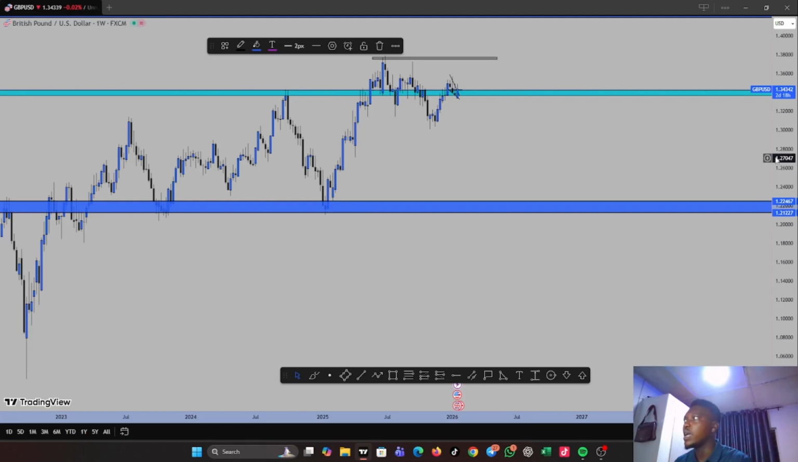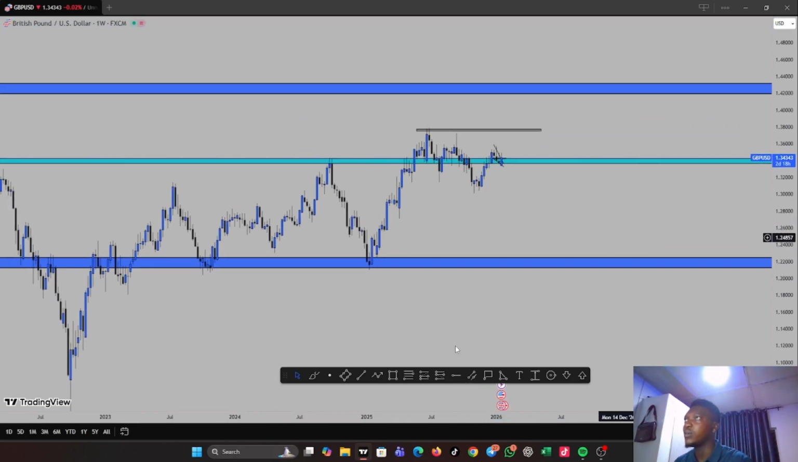Previously, I initially had a short bias on GBP USD, and that was because of what I saw here. We broke out of this minor resistance, but price was closing back inside. This gave me a double top pattern, which is a reversal chart pattern, so I was expecting the market to retrace back to this level so price can drop.